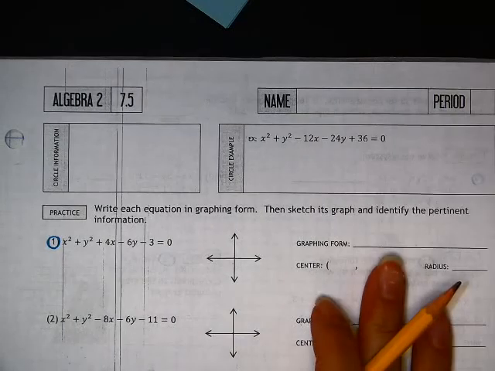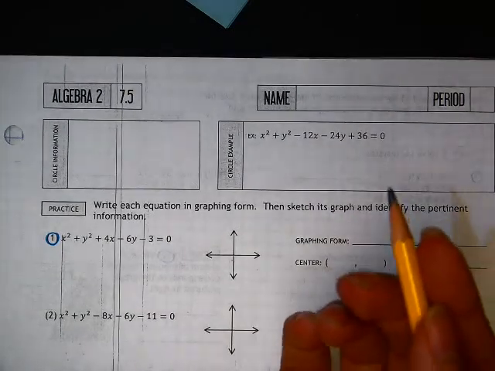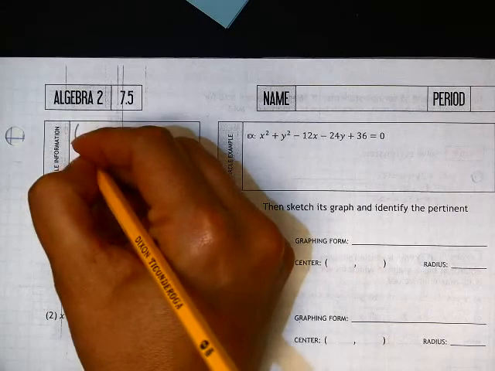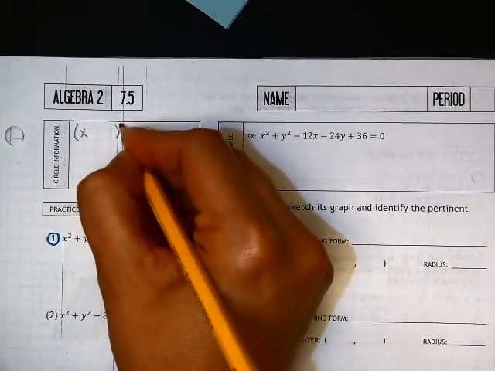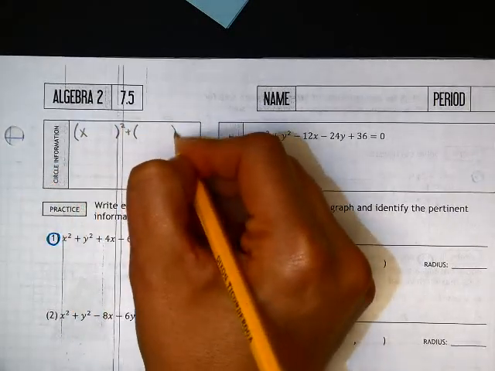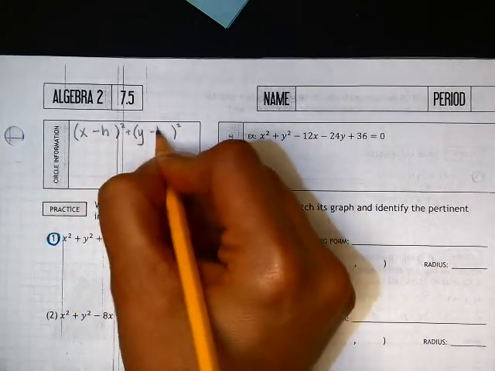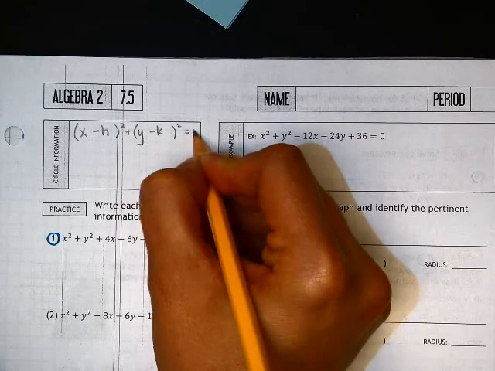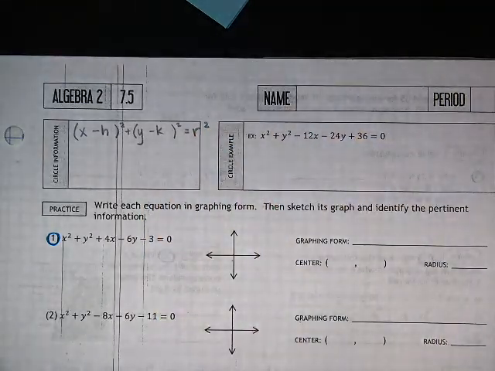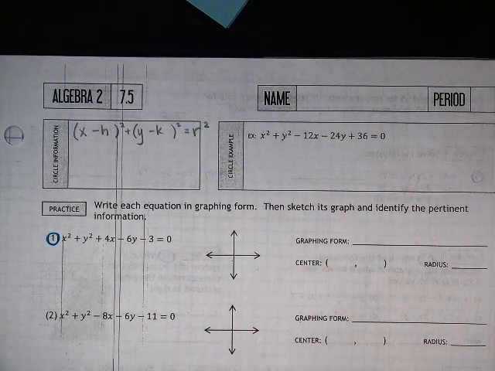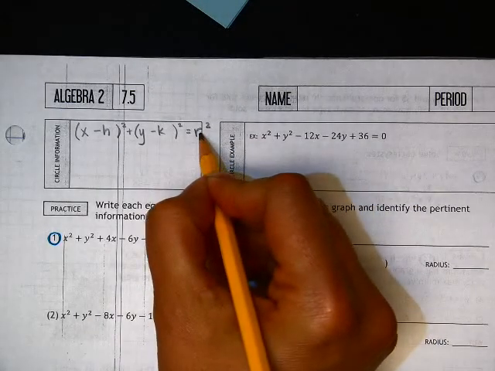So we need to have some circle information here, the form of a circle equation. And hopefully you looked at why this was true in class. It has to do with the Pythagorean theorem and graphing a circle and looking at how those work in the radius. So this is the radius.